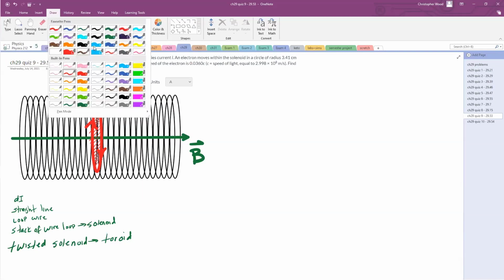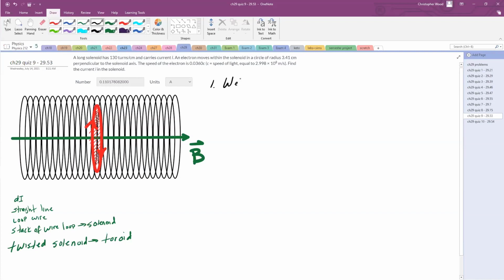So this is a centripetal motion problem. Number one, if the electron travels in a circle, you know one thing: you know that there's a centripetal force acting on it, and you know centripetal force is mv squared over r.